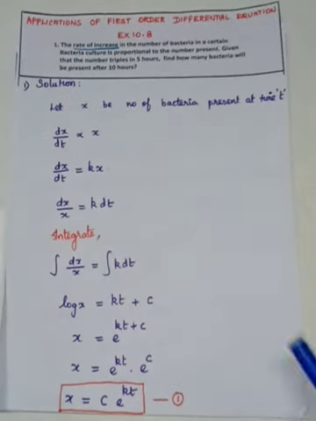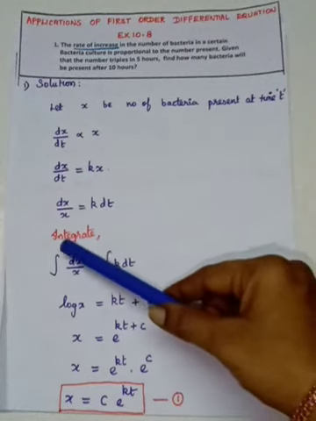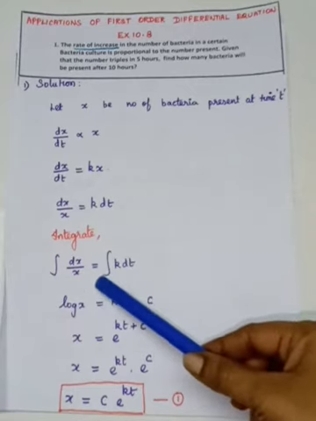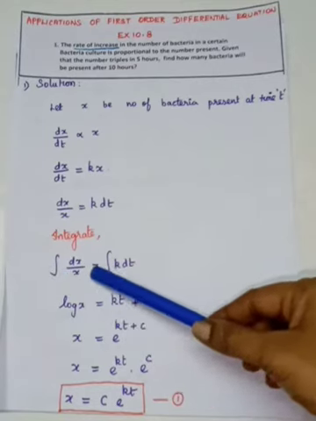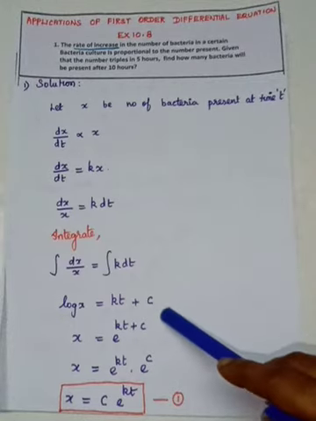See, on the left side you have the x variable, and on the right side you have the t variable. So you have to integrate on both sides. Integral dx by x is equal to integral k into dt. You know that integral dx by x is nothing but log x, and k is a constant, so integral dt is t plus c. Here c is the constant of integration.